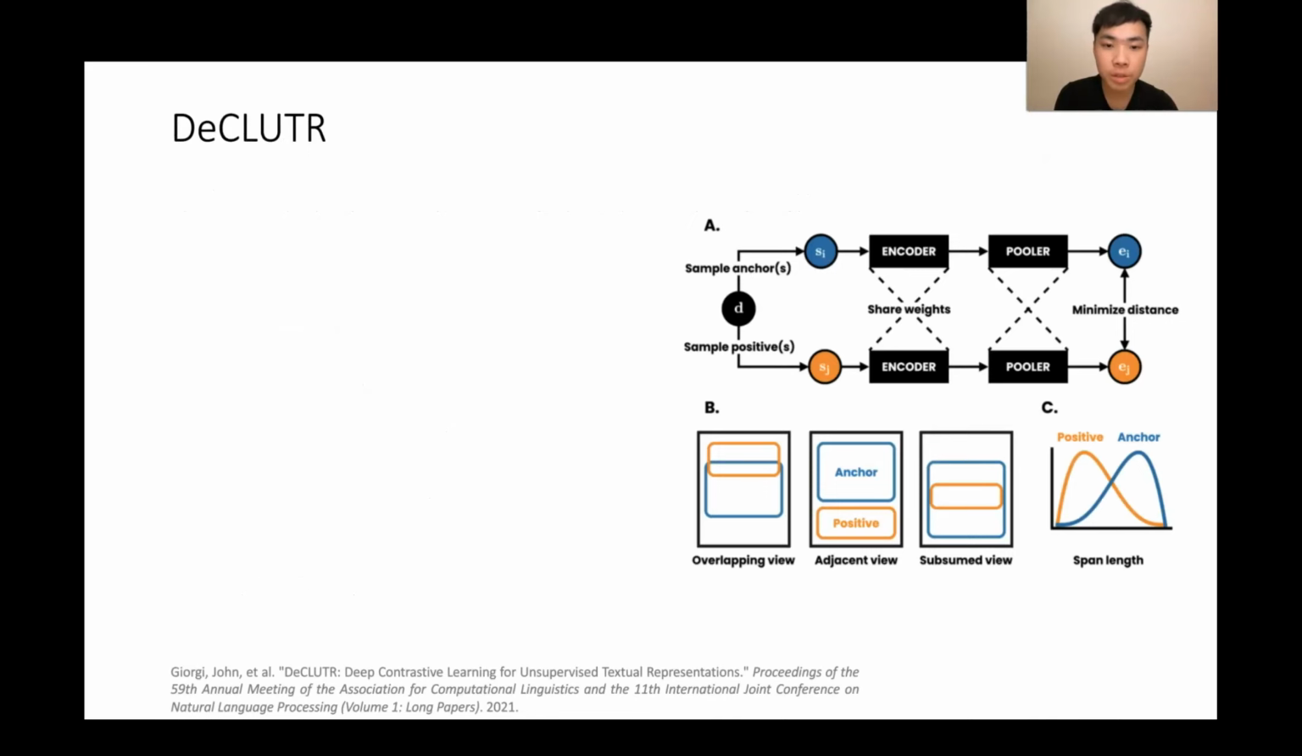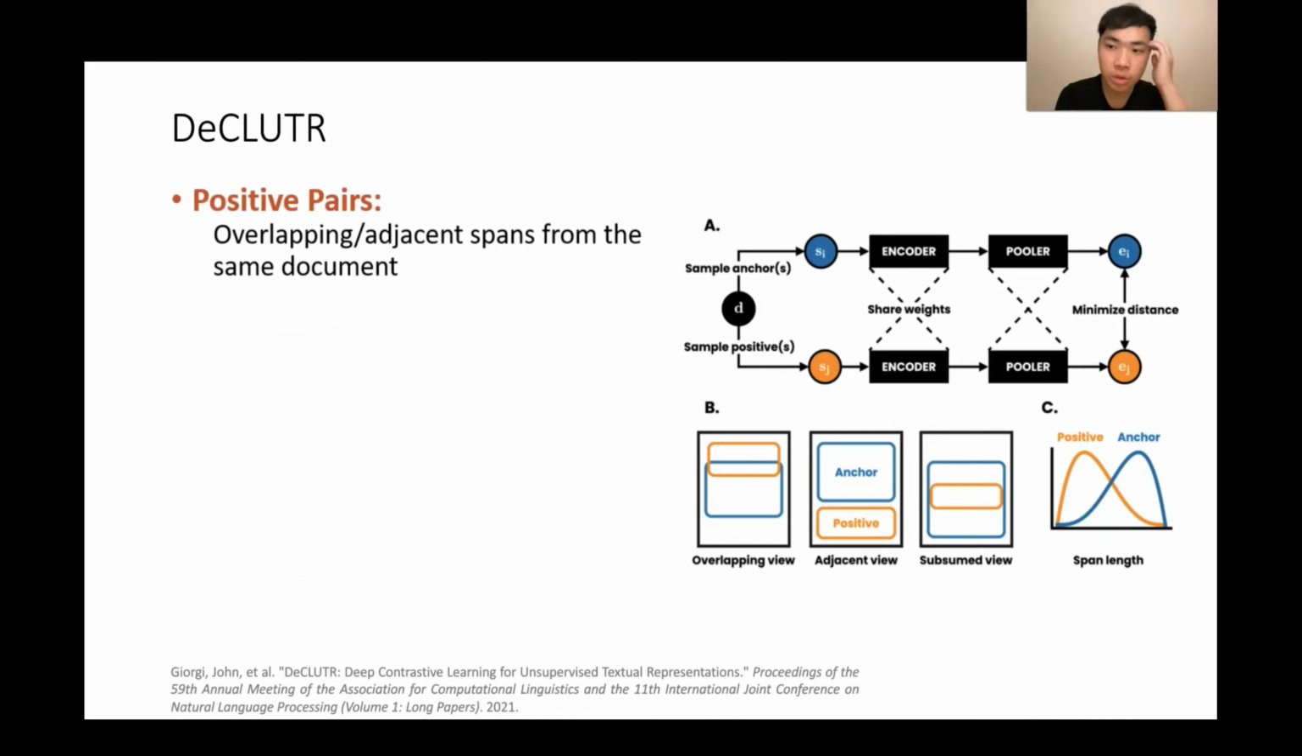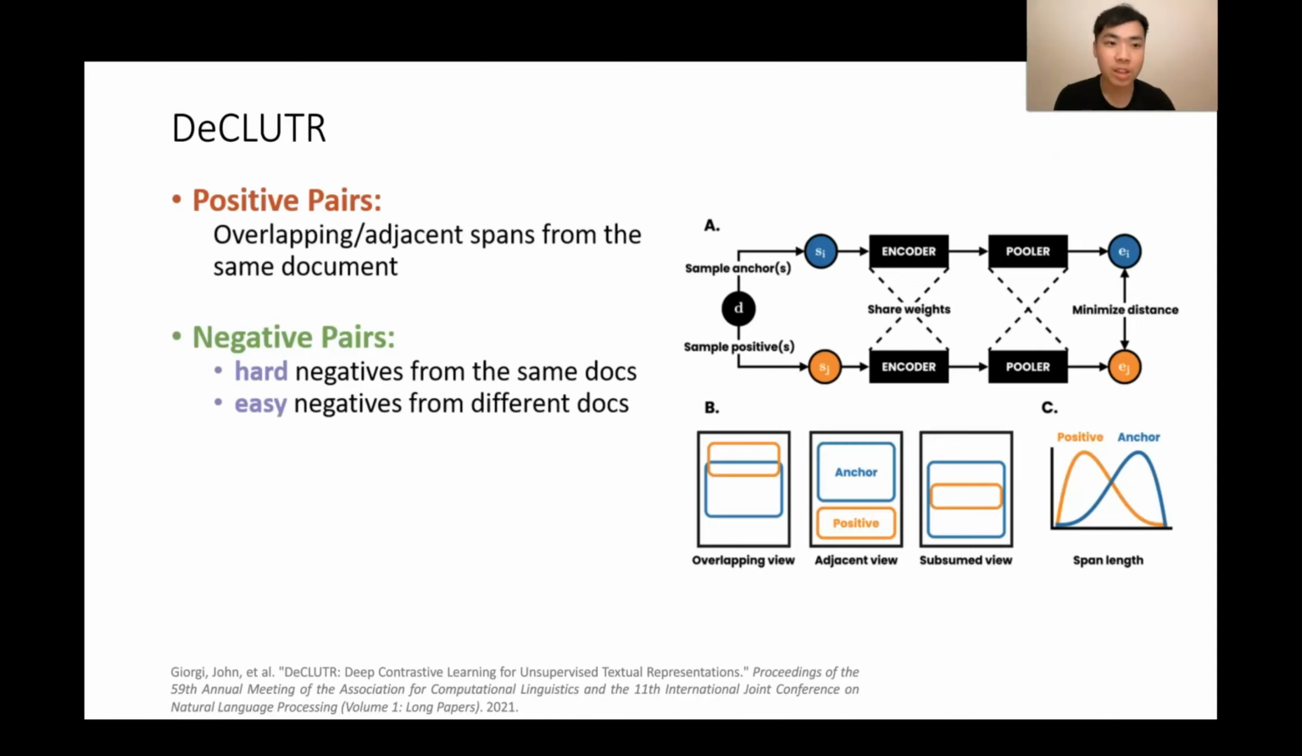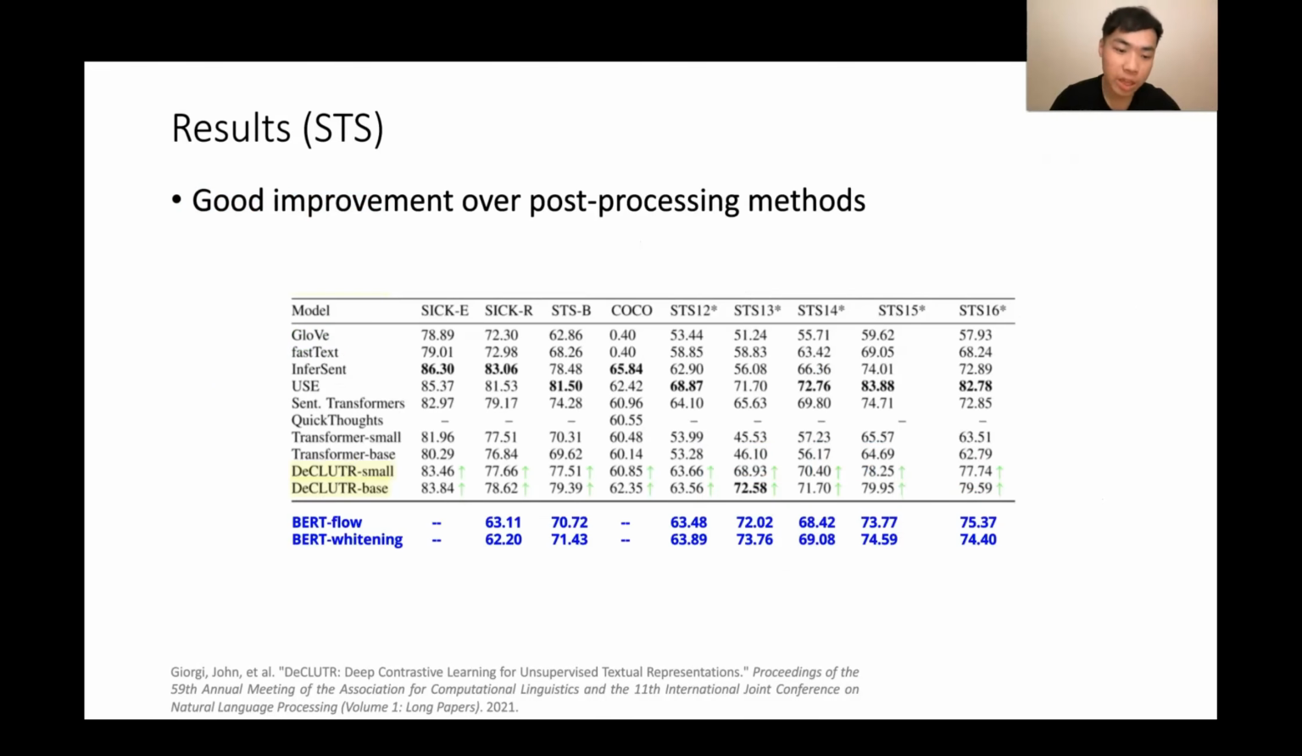The first paper here is called DeCLUTR. In this paper, they try to produce the positive pairs by randomly sampling spans from the same document. And the spans here need to be overlapping or adjacent to each other. They also have different strategies to sample negative pairs. For example, they sample hard negatives from the same document, and they sample easy negatives from different documents. By doing so, they can achieve a much better result compared to BERT-flow or BERT-whitening. So it's a huge performance improvement using this contrastive learning method.